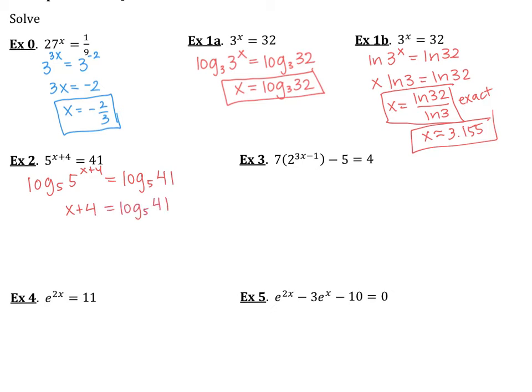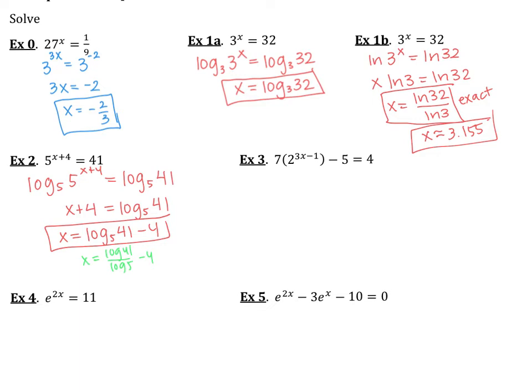Okay, I'm going to subtract the 4 to the other side. Okay, and then this is my exact answer. This is a nice answer. If you solved it the other way, you might have had log 41 over log 5 minus 4 or something like that. That's just as correct.